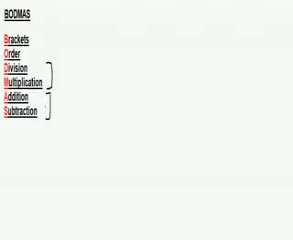Now division, multiplication, addition and subtraction are what we call operations, when you're manipulating numbers. So this tells you the order in which things must be done. So if we take a simple question like 2 plus 3 multiplied by 4, most people will go 2 plus 3 is 5 and 5 times 4 is 20.